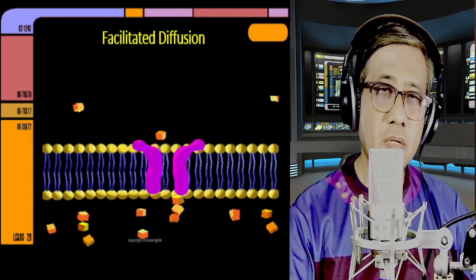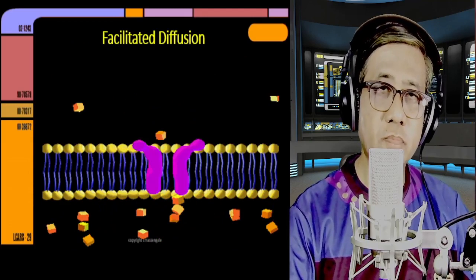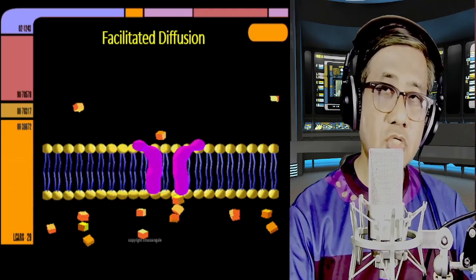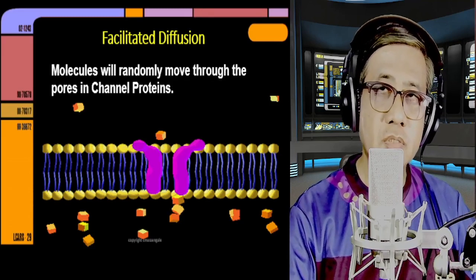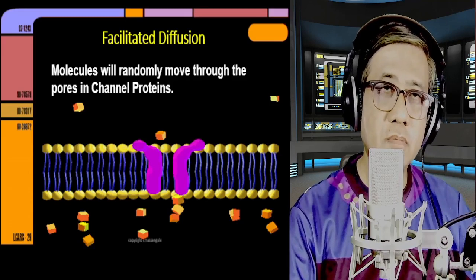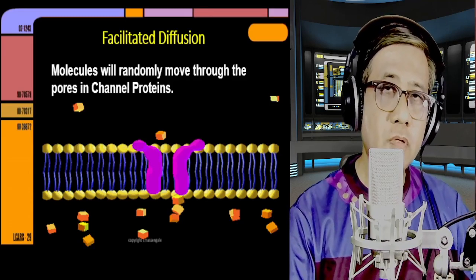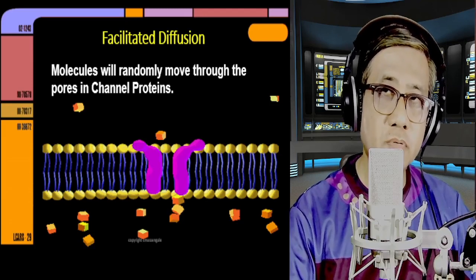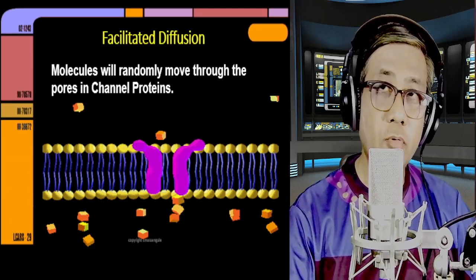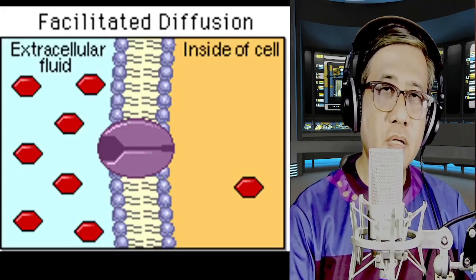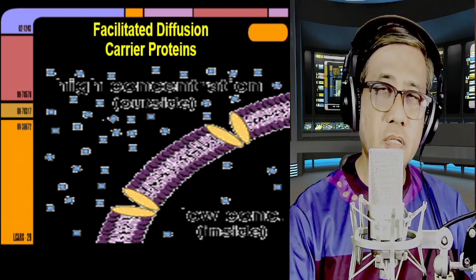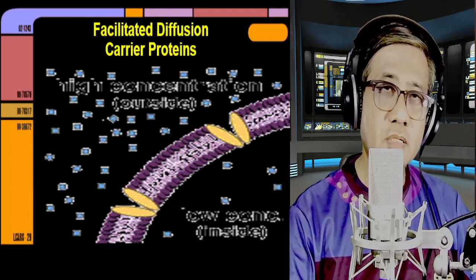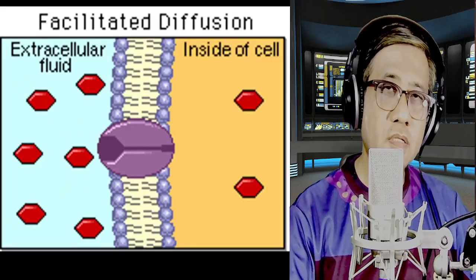So here is an animated example of such transport protein. So this is a channel protein. So channel proteins, they have a pore that allows the movement of molecules across the cell membrane. Molecules will randomly move through pores in channel proteins. Like for example, aquaporin. Aquaporin is an example of a channel protein. Alright? And we have carrier proteins. Carrier proteins, they change shape that allows molecules to cross the cell membrane. So that is facilitated diffusion.